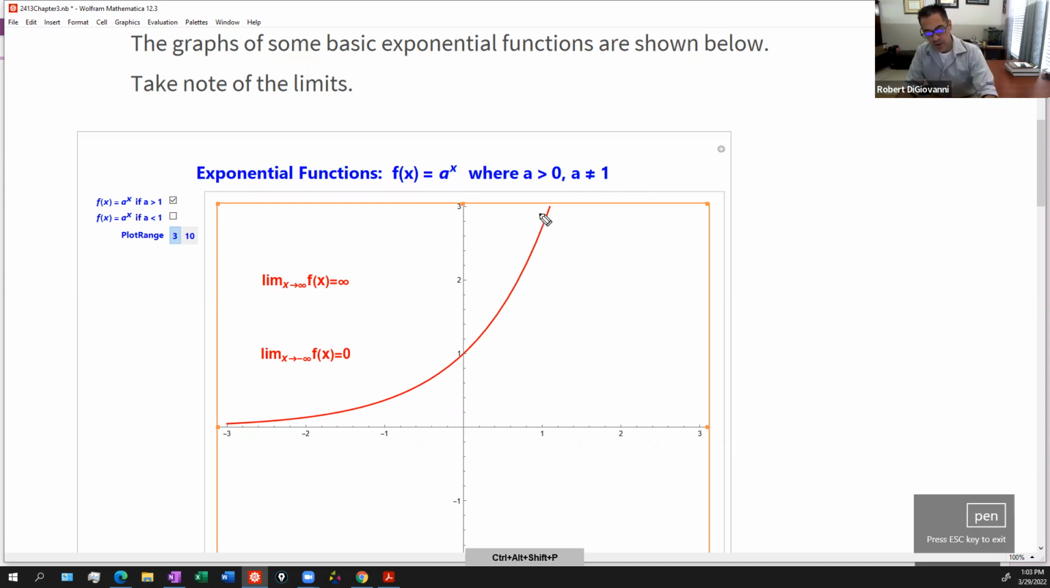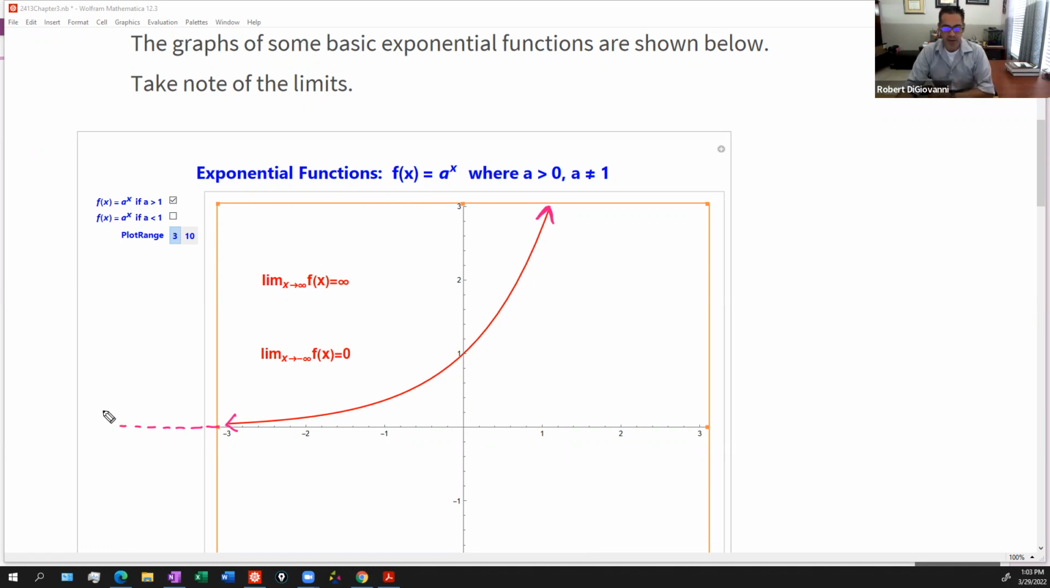And this is what a generic exponential function looks like. It goes on the right-hand side, it goes up forever. On the left-hand side, there's a horizontal asymptote that goes out the left side like that. Does that look familiar to you? College algebra, this is f of x equals a to the x. And in the example that I'm showing you right now, a is bigger than 1.